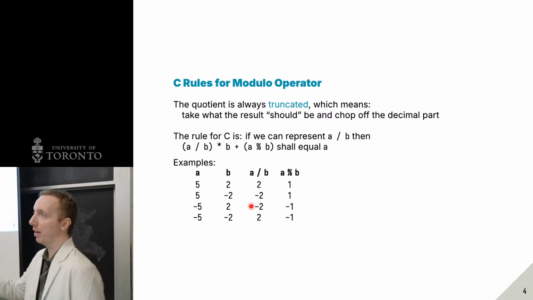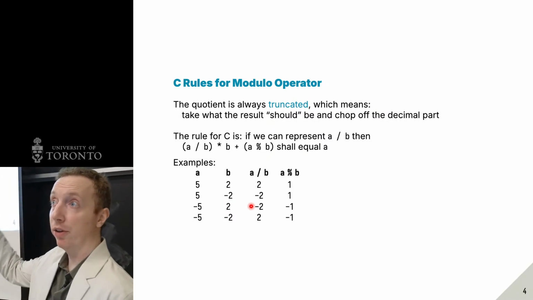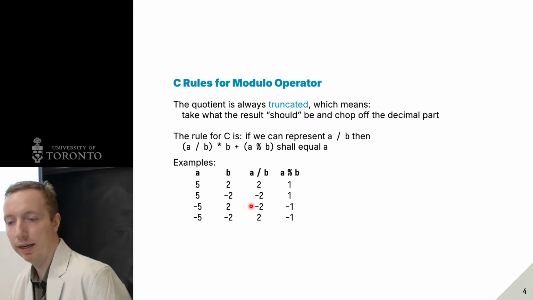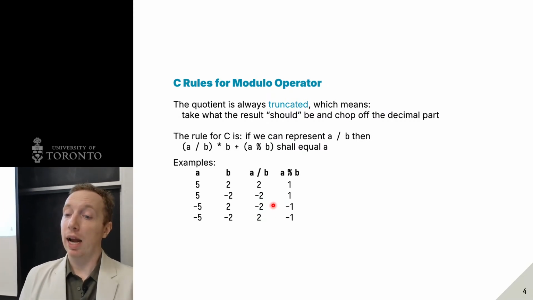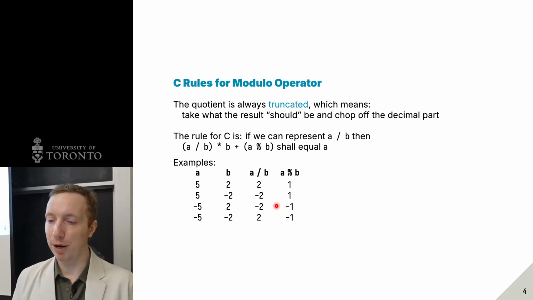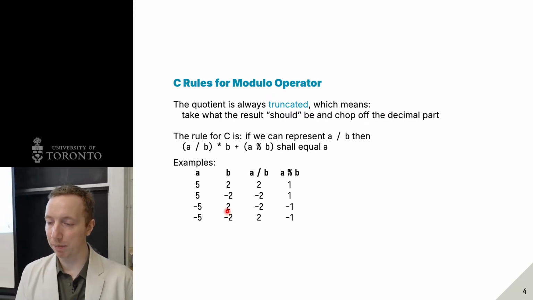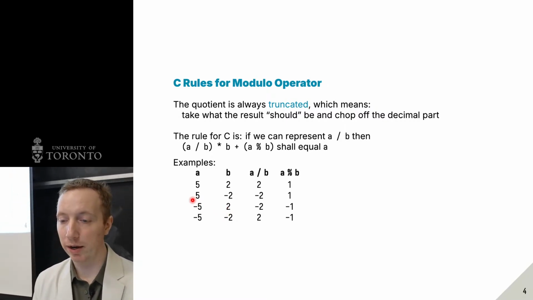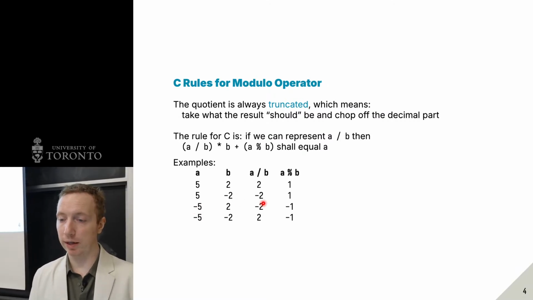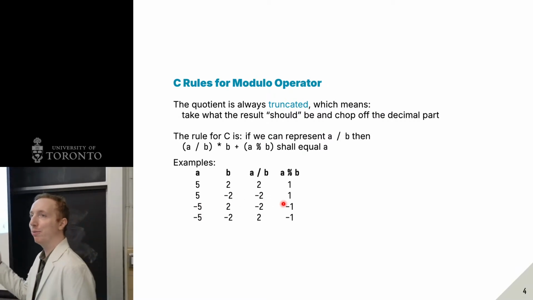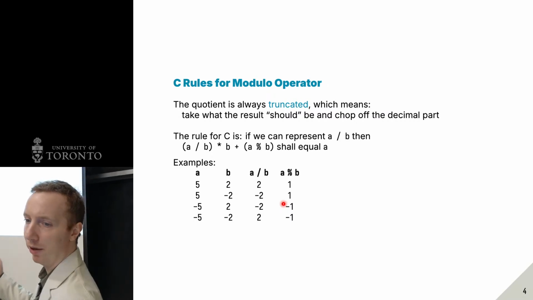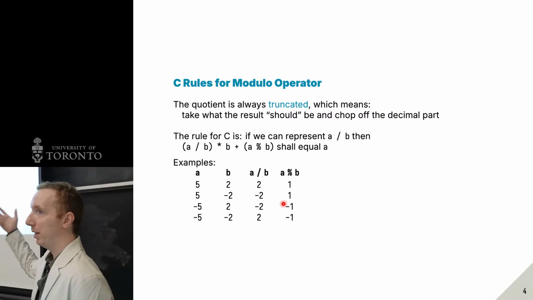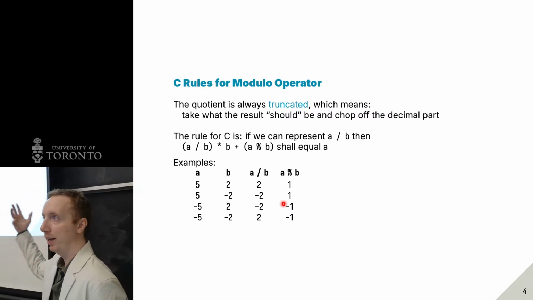So in that case, A divided by B is still negative 2 because, well, it's supposed to be negative 2.5, but it gets truncated. But now this time, A mod B is equal to negative 1 because, well, negative 2 times 2 is negative 4. And in order to get back to the original answer of negative 5, the remainder has to be negative 1, which seems a bit weird. In some languages, the modulo always has to be 0 or positive. In C, it can be negative.